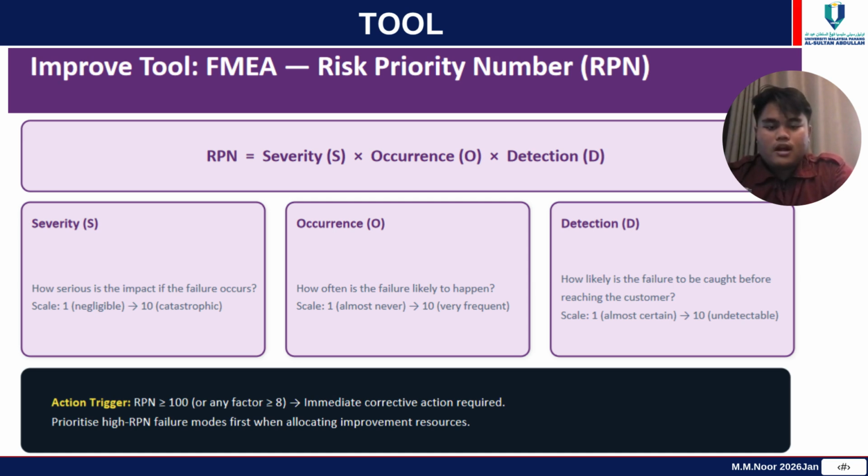An RPN score of 100 or higher, or any individual factor hitting an 8 or above, acts as an immediate action trigger. This ensures that engineering resources are allocated to the highest risk areas first.